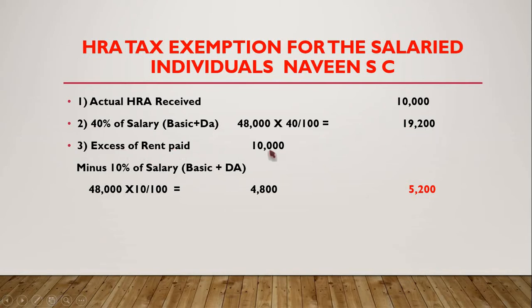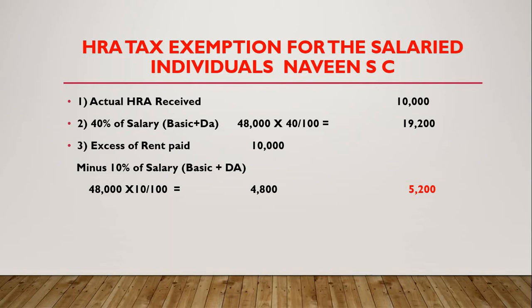Excess of rent paid. In the declaration, 10,000 rupees per month is shown, what he paid, minus 10% of salary, basic plus DA, the total is 48,000. So 48,000 into 10 divided by 100, that means 4,800. So 10,000 minus 4,800, that is 5,200. So his house rent allowance of 5,200 is exempted each month.